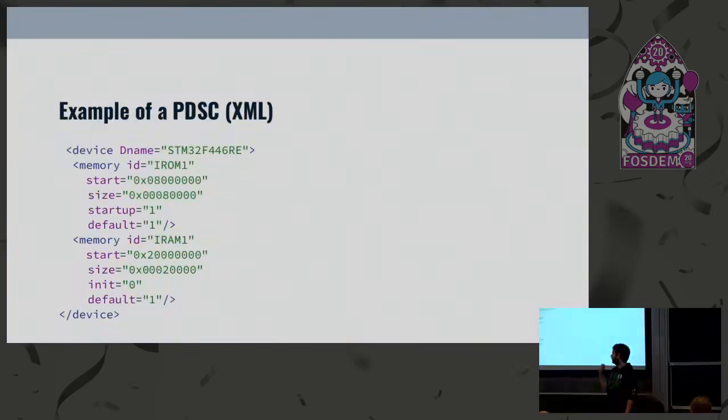In the CMSIS specs, we have a lot of XML files, but we also have another one called a PDSC, which is really big, and it describes all the different devices and their memories. For example, if there are bootloaders, where they are located, what else? Paths to the documentation. So really a ton of stuff, but what interests us here is only the memory part. Here we have a ROM. It's marked as startup, so the device will boot on the ROM. And then we have a RAM, with a start address and a size, and at the start it is not initialized. So we have to take care of initializing it ourselves.